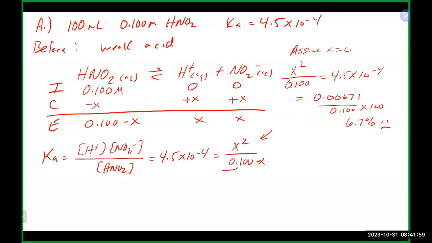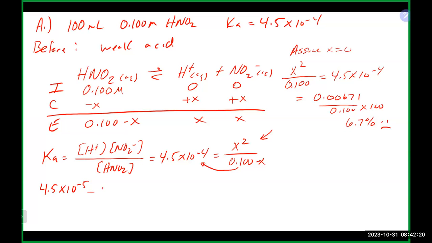We're going to multiply this to the other side and do our favorite thing, which is quadratic-y. And we're going to do 4.5 times 10 to the minus 4 times 0.1, and 4.5 times 10 to the minus 5, I think there.